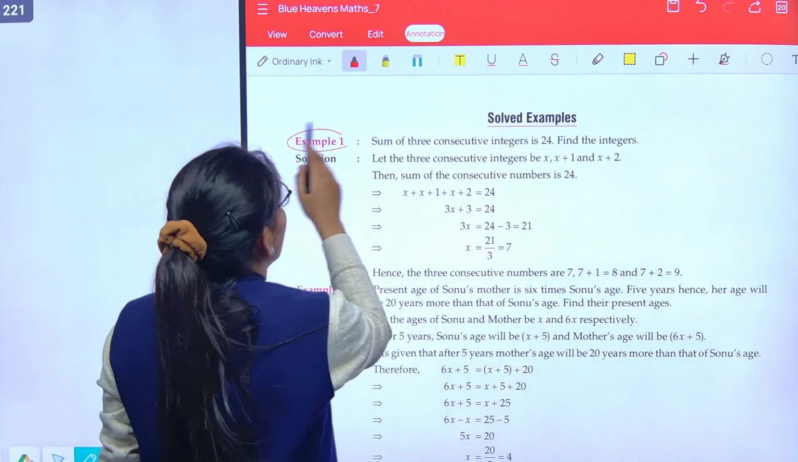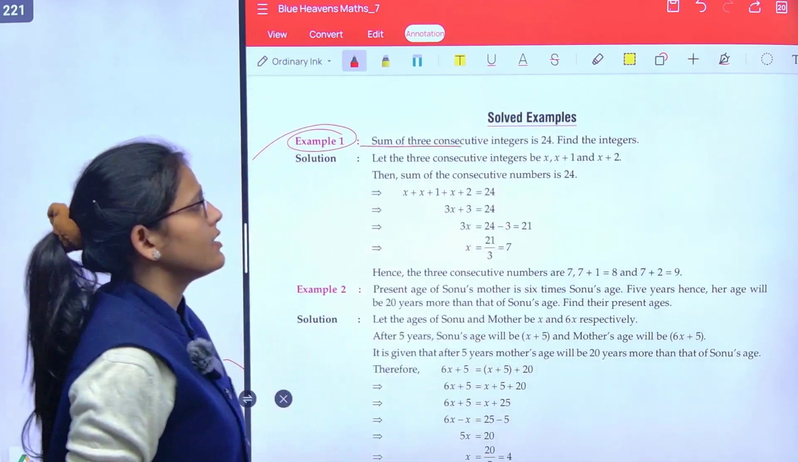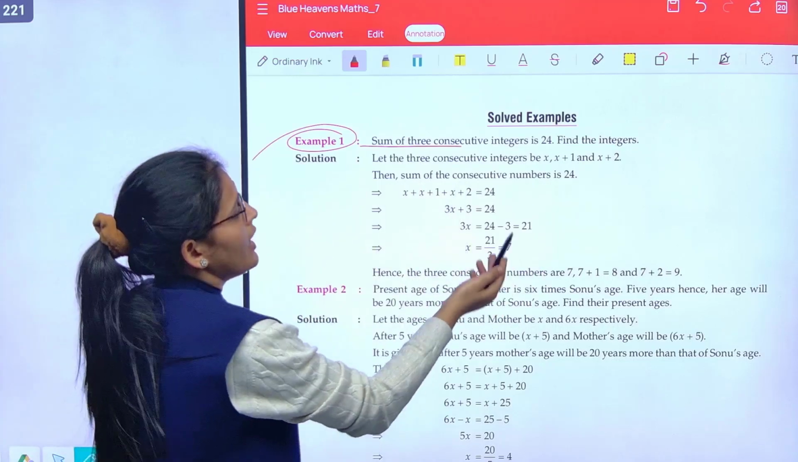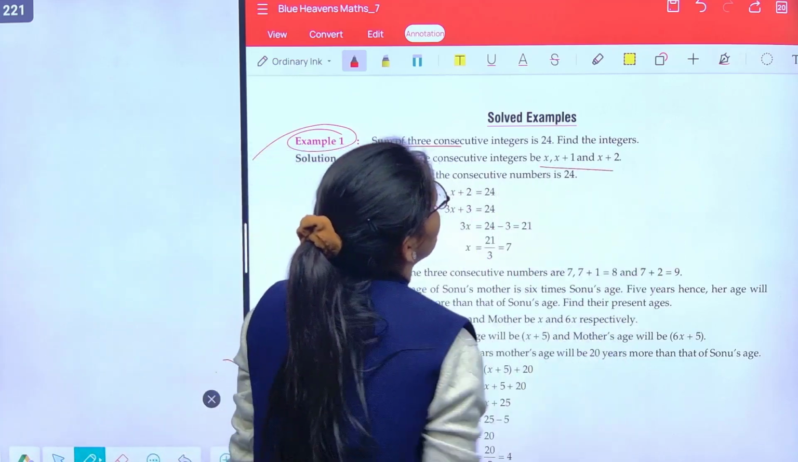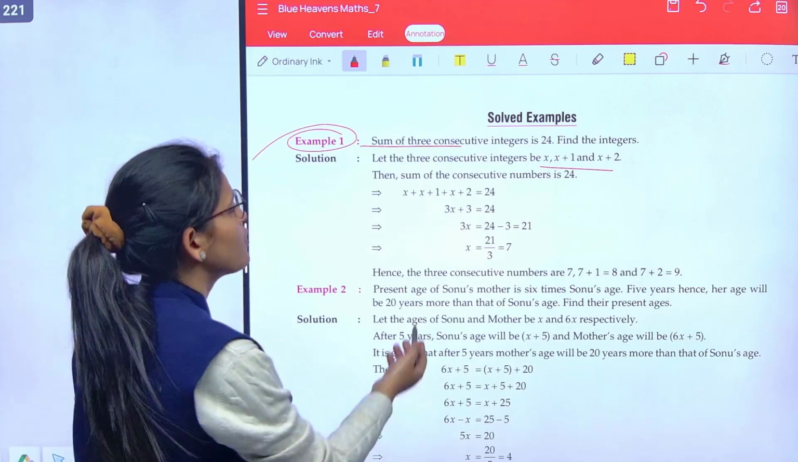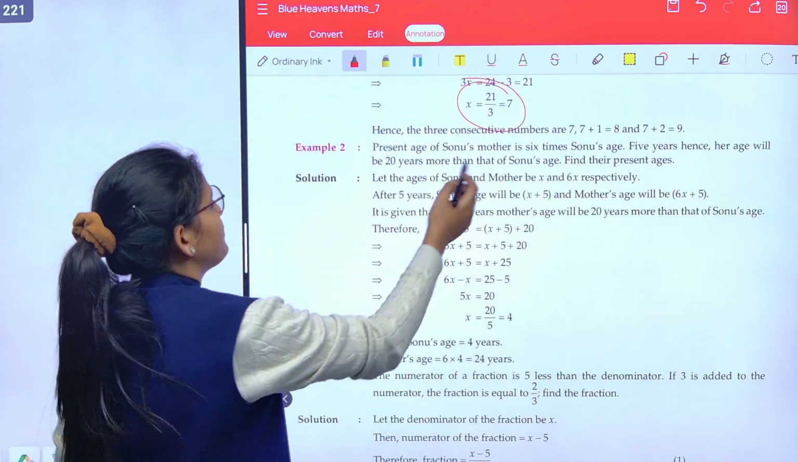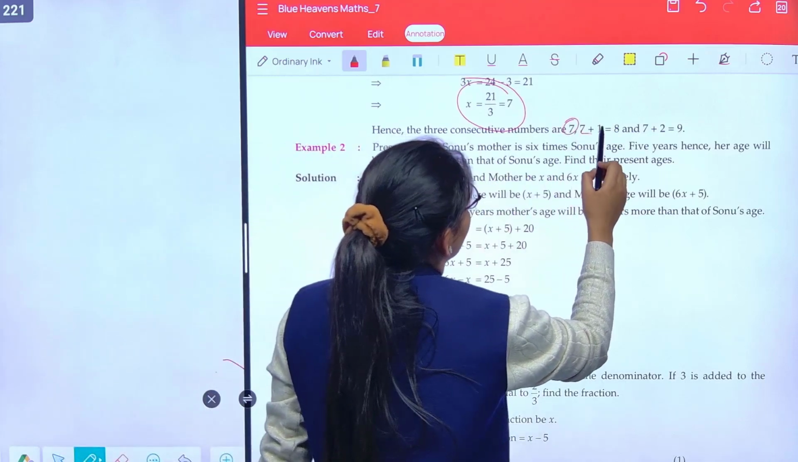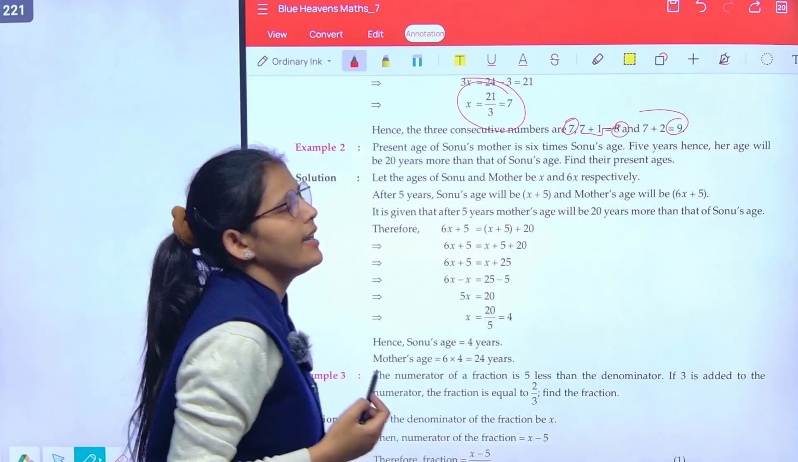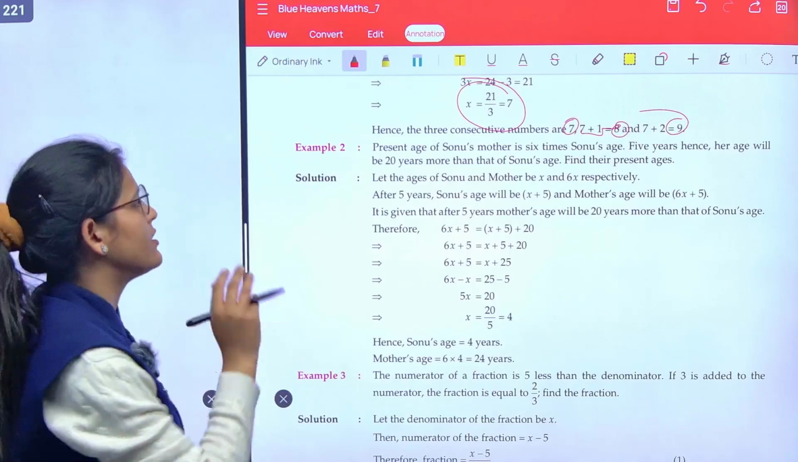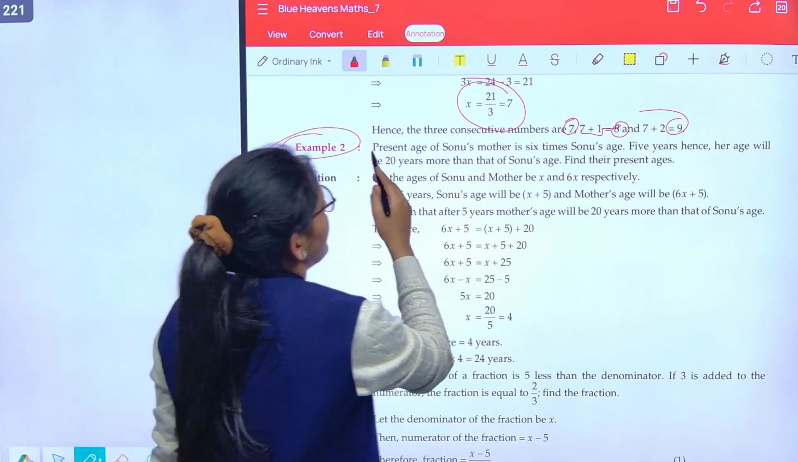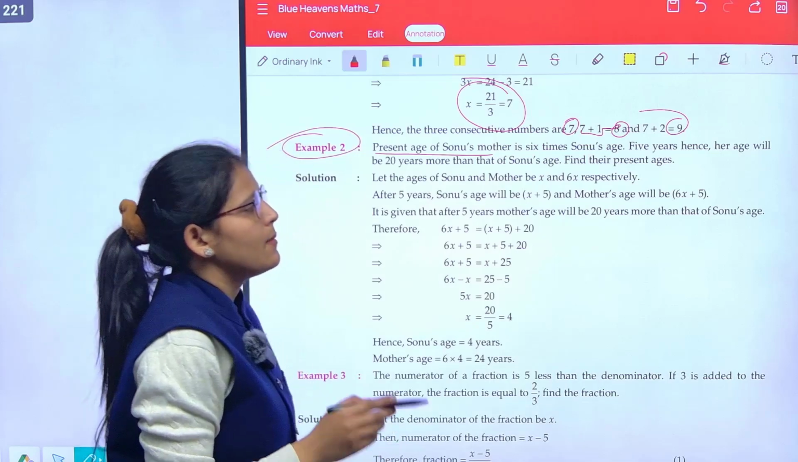Solve example number 1. Sum of three consecutive integers is 24. Find the integers. Class, हमने 3 consecutive integers मान लिया, x, x plus 1, x plus 2, और हमने उसको find out कर दिया, that is x की value क्या हो गई, 7. Now class, 7, 7 plus 1 is 8, and 2 is 9. 7, 8, 9 हमारे क्या हो गए, 3 consecutive integers हो गए.